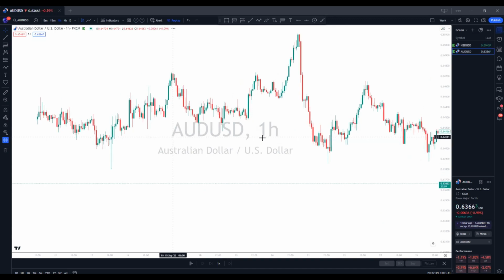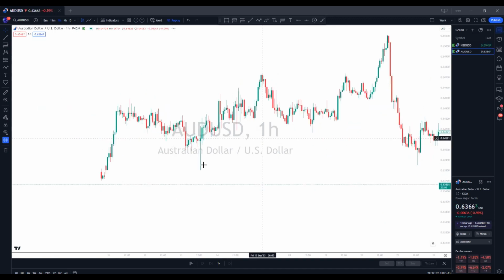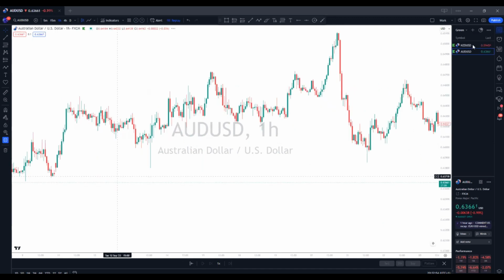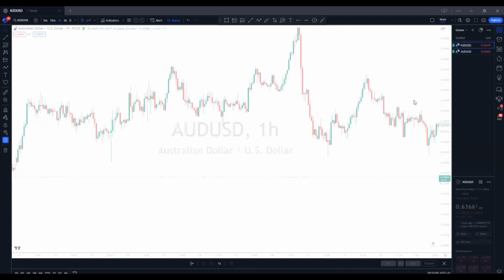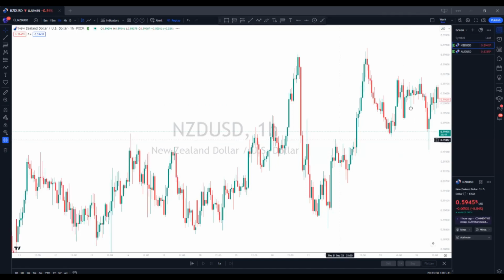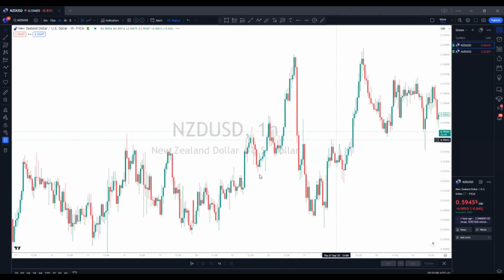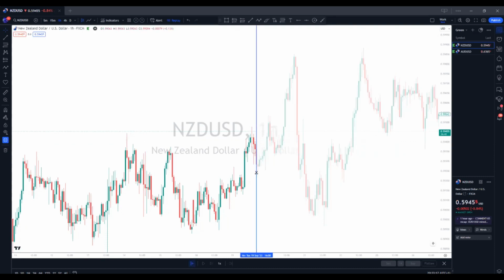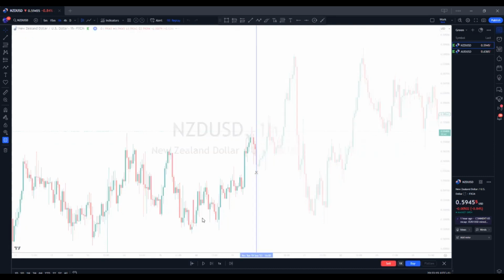Let me look for an example. So as I was telling you guys earlier, when it comes to market structure confirmations, what I'm looking for on the lower time frame is what? A shift in market structure. So let me cut this here.